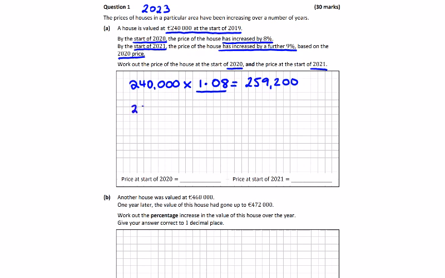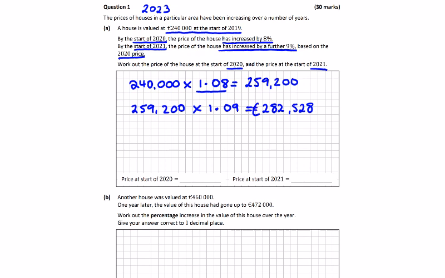So the next year it starts at 259,200. And the increase is 9%, so it'll be worth 109%. That gives 282,528. So they're the values that it's now worth.